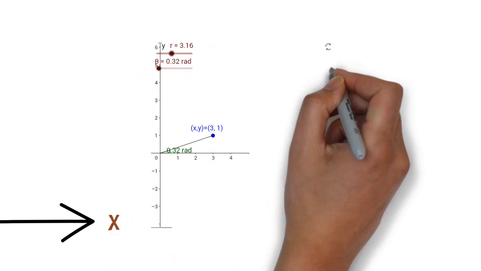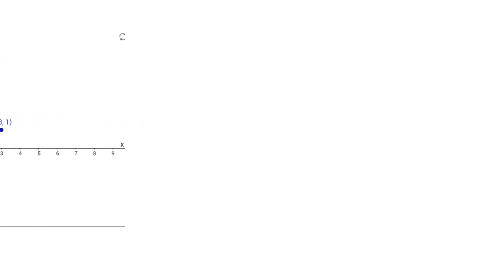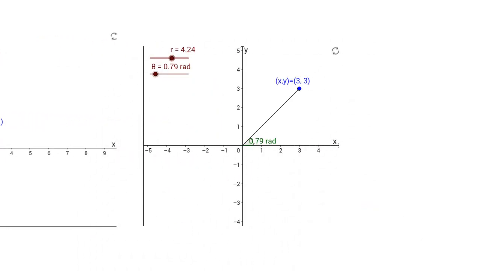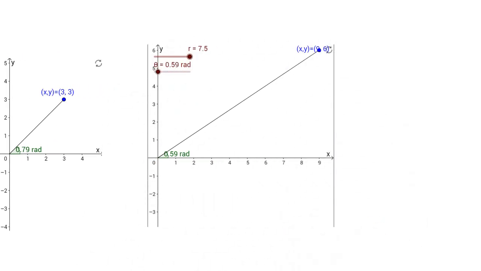The picture shown here represents polar coordinates r and theta for different points. This figure that corresponds to theta equal to 0.32 radians maps to the point x, y at 3, 1. The next one corresponds to theta equal to 0.79 radians and maps to the point x, y at 3, 3. And the last one corresponds to theta equal to 0.59 radians at point x, y at 9, 6.